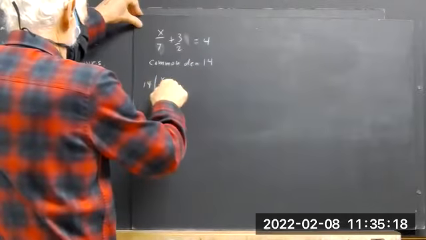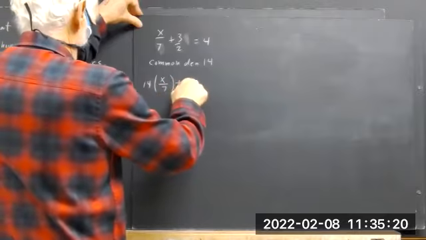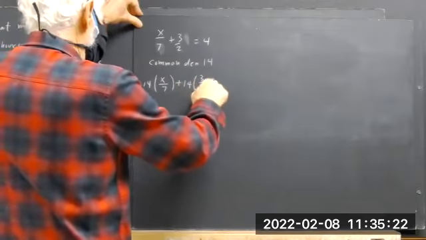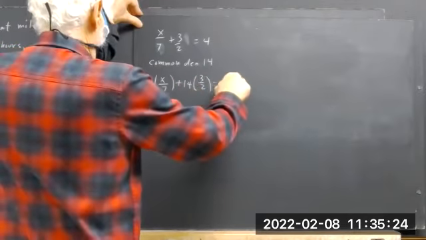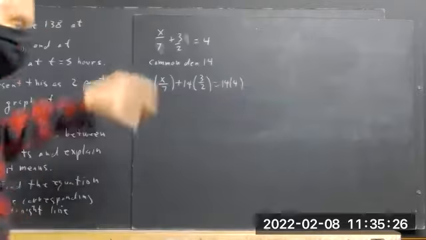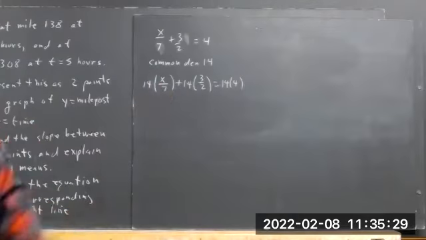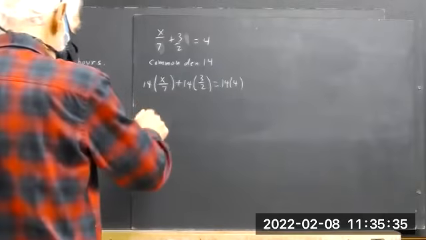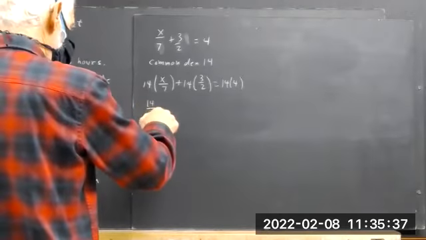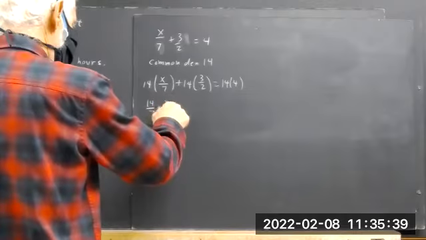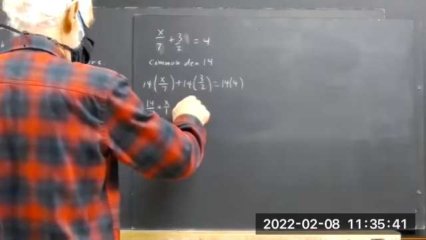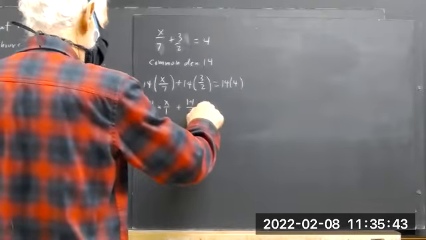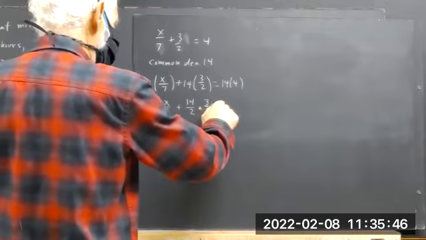So we have 14 times x over 7. 14 times 3 halves equals 14 times 4. So every term is multiplied by 14. Multiply both sides of the equation by 14. Okay. Why do we do that? It's because this becomes 14 sevenths times x over 1. This becomes 14 halves times 3 over 1.